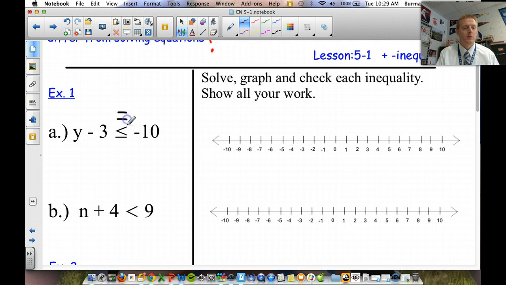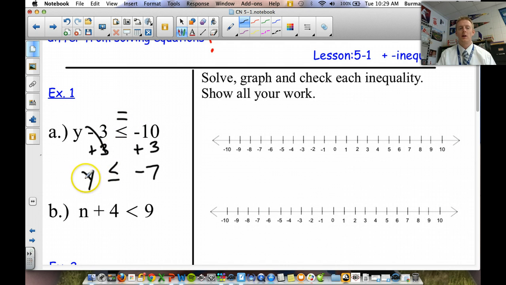So if this was an equal sign, we would still, to get rid of a -3, add 3 to both sides. That leaves us with y, and then over here we have a -7. This sign stays the exact same. We just bring it down like we would an equal sign, so now we're done. Y is less than or equal to -7.